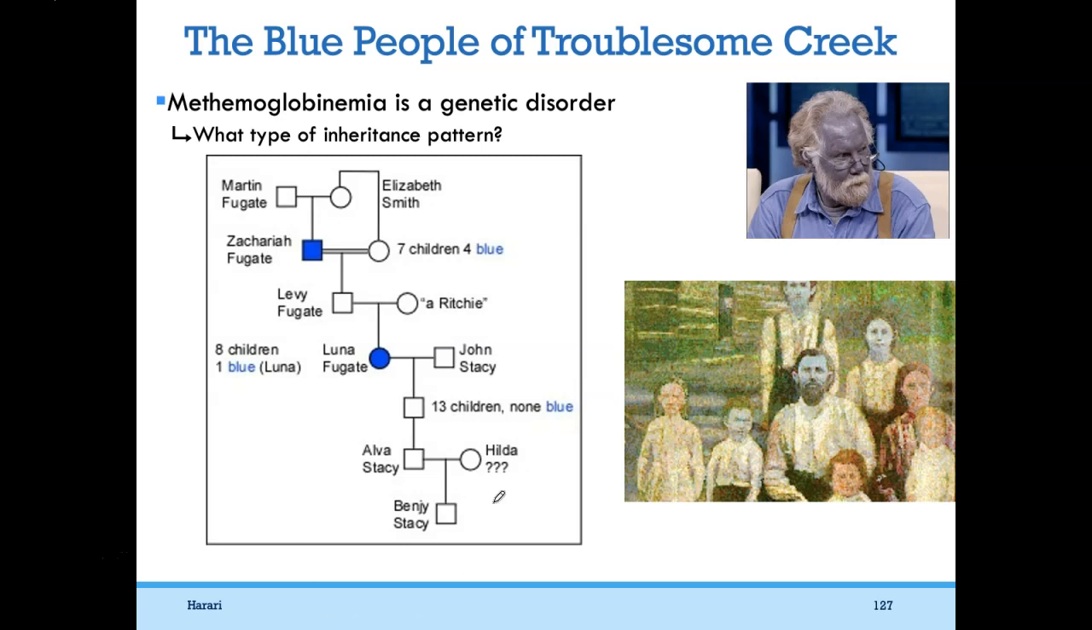So this is showing the Fugate family that lived in Kentucky that had 7 children and 4 of them were blue. And they saw the blue appear 2 generations later. So what kind of disease is this? It must be recessive, right? It must be a recessive type of disorder, right? Because they lost the function of this diaphorase enzyme that converts the blue hemoglobin into the red hemoglobin.